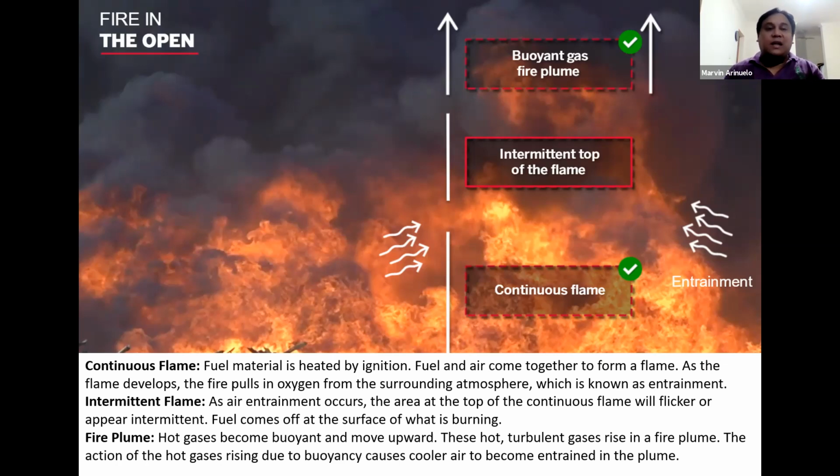Hot gases tend to move upward. So this hot turbulent gas rises in a fire plume, the action of the hot gases rising due to buoyancy. So that's what a fire plume is. It is the action of a hot gas, due to buoyancy, that causes the cooler air to become entrained in the plume.